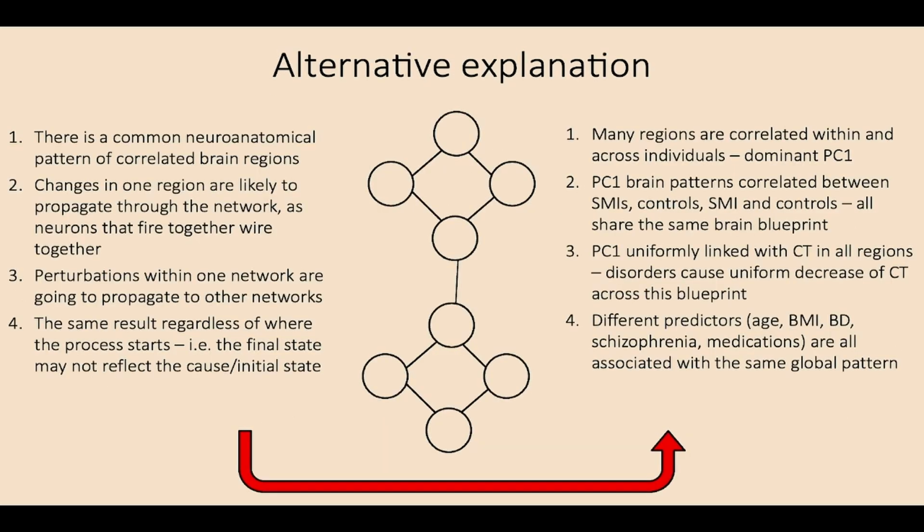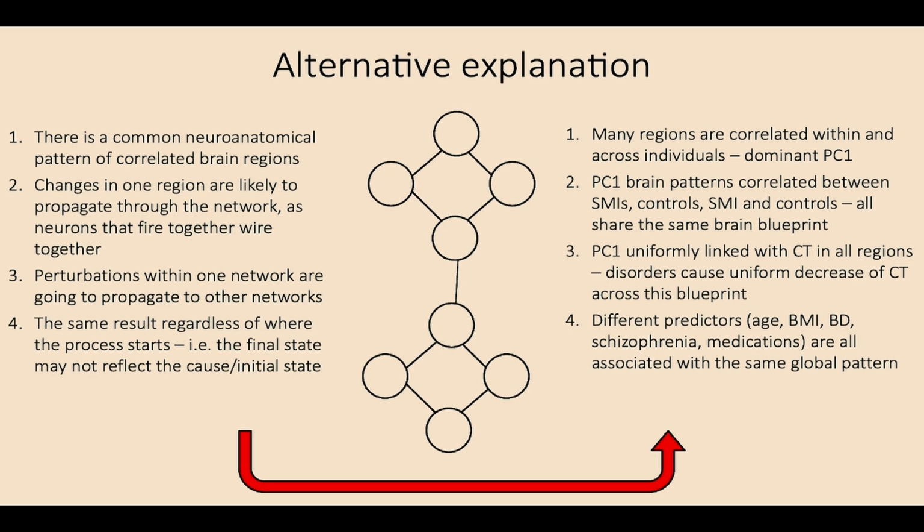So, in other words, I'm suggesting that there's a common neuroanatomical pattern of correlated brain regions, which was documented by the fact that we saw such a dominant first principal component, and by the fact that the first principal component correlates between SMI and controls. So all of these conditions or groups share the same blueprint of the brain.